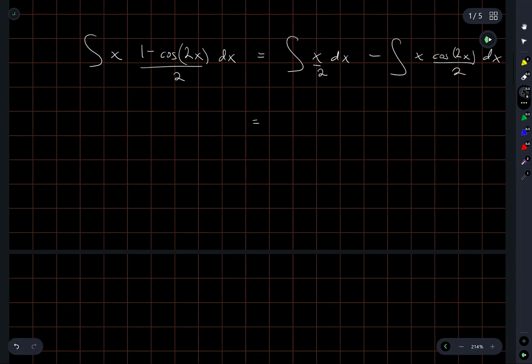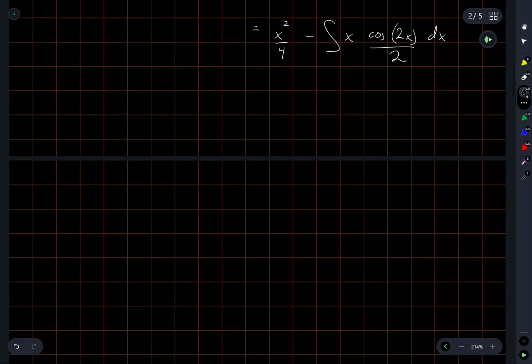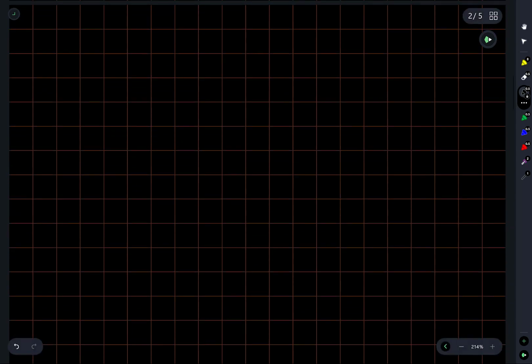Okay, so let's write this as x squared over 4 minus the integral of x cosine of 2x over 2. Okay, so I've just done that integral directly. And now I'm going to treat this integral as its own little intermediate problem that I need to solve here.